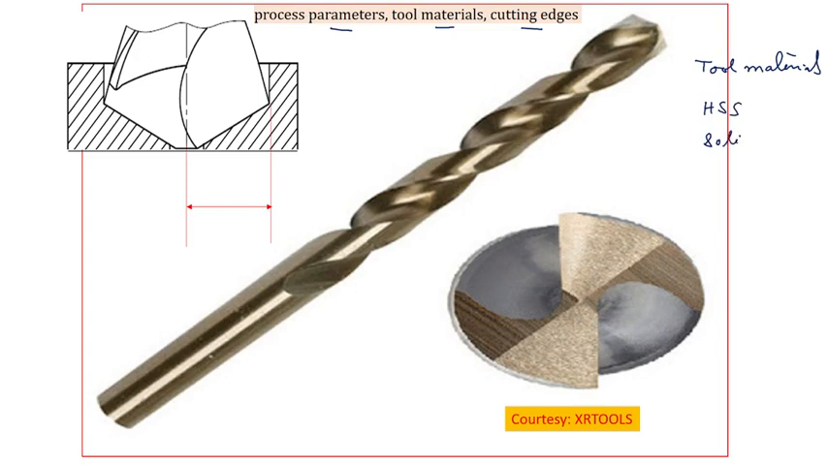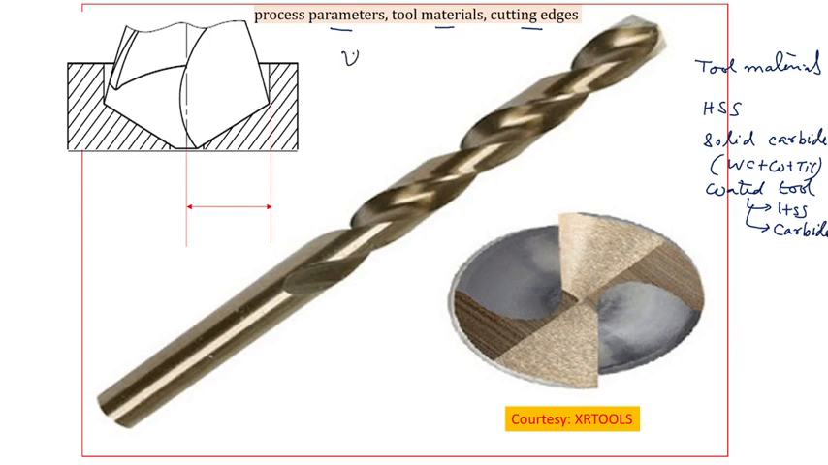solid carbide, that means tungsten carbide plus cobalt plus titanium carbide, that kind of thing, and coated tools. Coated tools means both coated HSS and coated carbides. So these are the different types of tool materials which are used in drilling. Now let us look at process parameters.